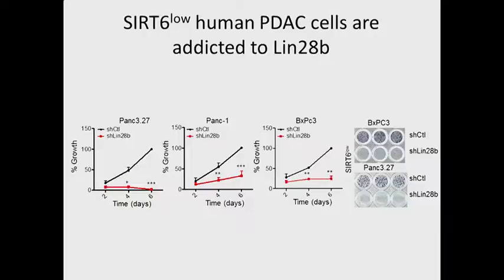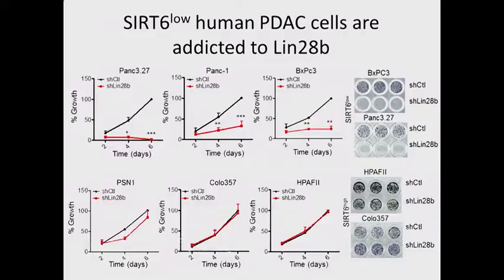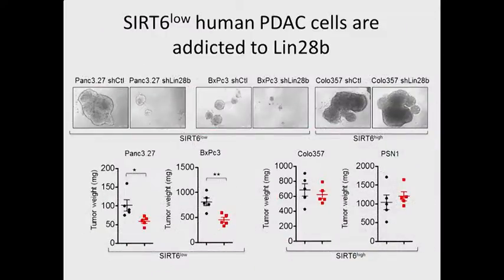To get at whether it had any functional significance, I knocked down Lin28b in 3 SIRT6 low cell lines and in 3 SIRT6 high cell lines, and found that loss of Lin28b potently inhibited the cell growth in the SIRT6 low cell lines, but had no effect in the SIRT6 high cell lines. This was true in both 2D and 3D growth assays, seen here and here, and also in vivo, thus establishing that loss of SIRT6 defines a novel subset of pancreatic cancer that is highly addicted to Lin28b expression.